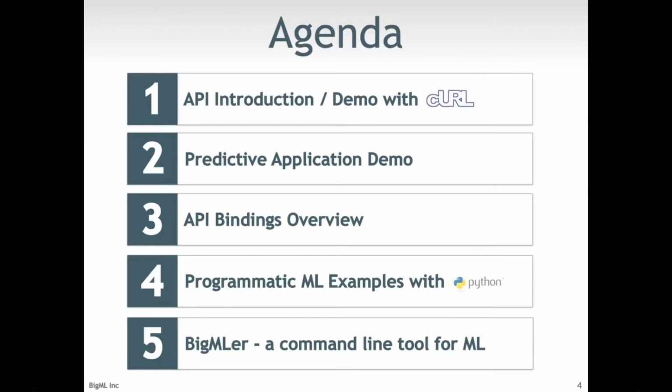And after an introduction to the bindings, I'm going to show you a programmatic machine learning example of extending the BigML algorithm set using the Python bindings. And then finally at the end, if there's time, I'll make at least a brief introduction to our command line tool called BigMLer, which is another layer on top of the Python bindings. As you can see, we're going right from a basic introduction to our API all the way up to a more complicated example. So hopefully there should be something in here for everyone.